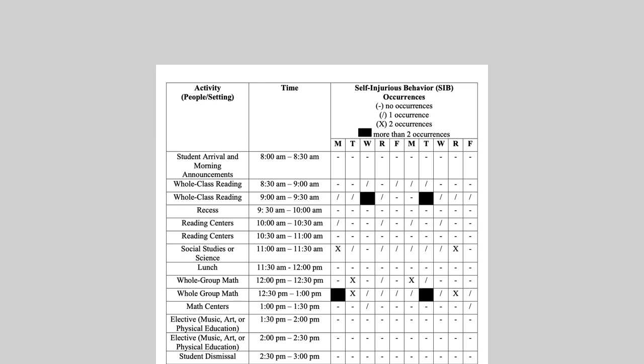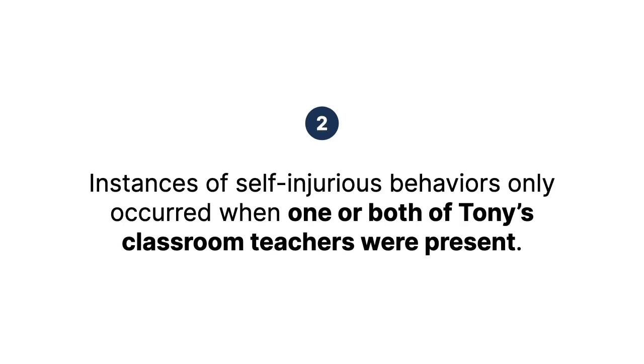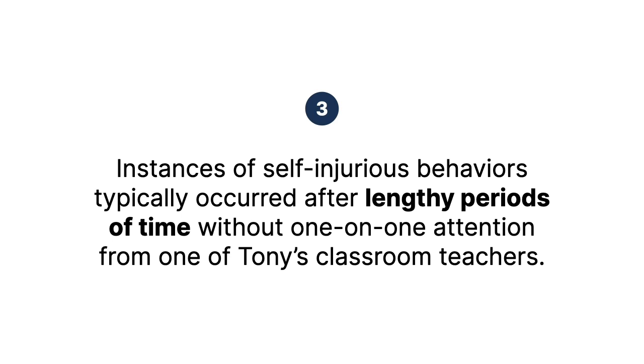While collecting scatterplot data, Tony's teachers analyzed their data to determine when and where self-injurious behaviors were most likely to occur, as well as when and where self-injurious behaviors were least likely to occur. After collecting scatterplot data for 2 weeks, Tony's teachers noticed 3 patterns in their data. First, instances of self-injurious behaviors typically occurred during activities with minimal one-on-one interaction between Tony and an adult. Second, instances of self-injurious behaviors only occurred when one or both of Tony's classroom teachers were present. Third, instances of self-injurious behaviors typically occurred after lengthy periods of time without one-on-one attention from one of Tony's classroom teachers.